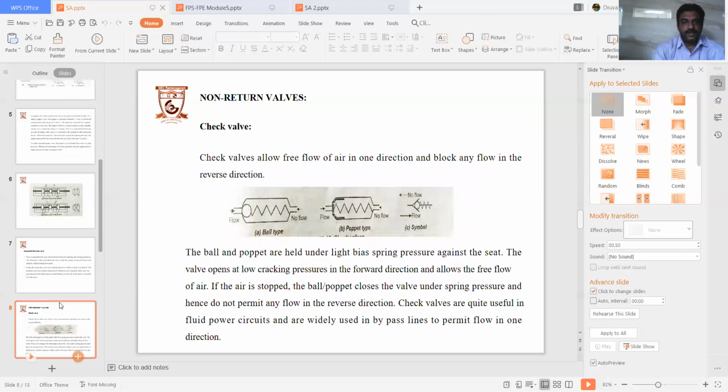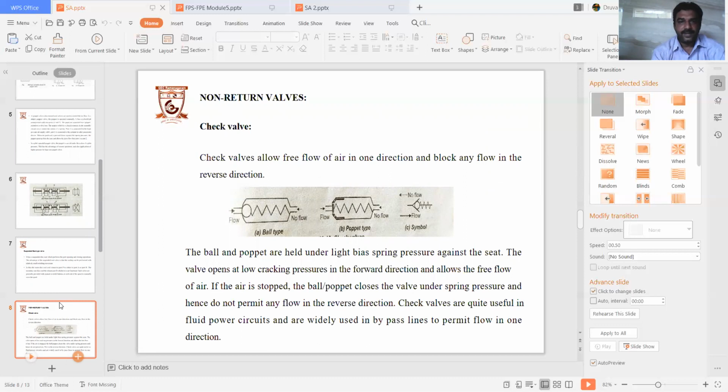The second type is non-return valves, which are also called check valves. Check valves check the direction: they allow the flow of air only in one direction and block the flow in the reverse direction.